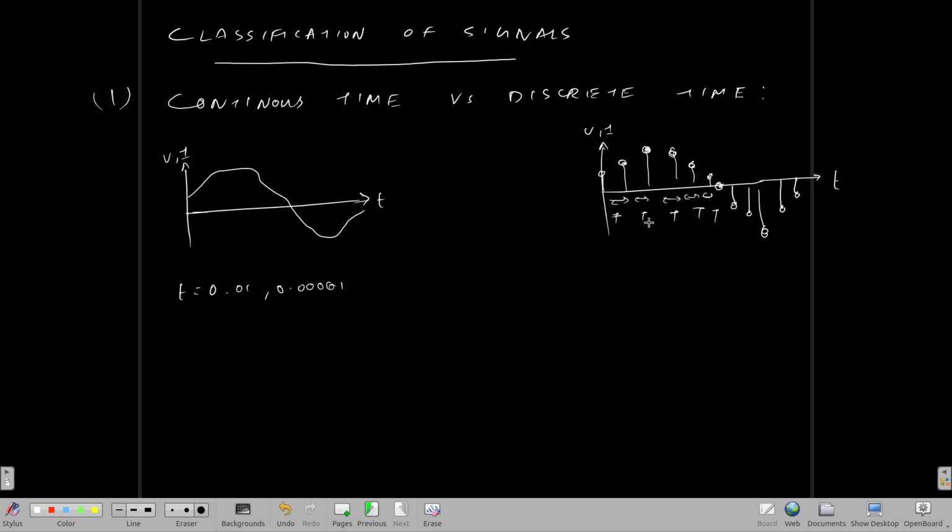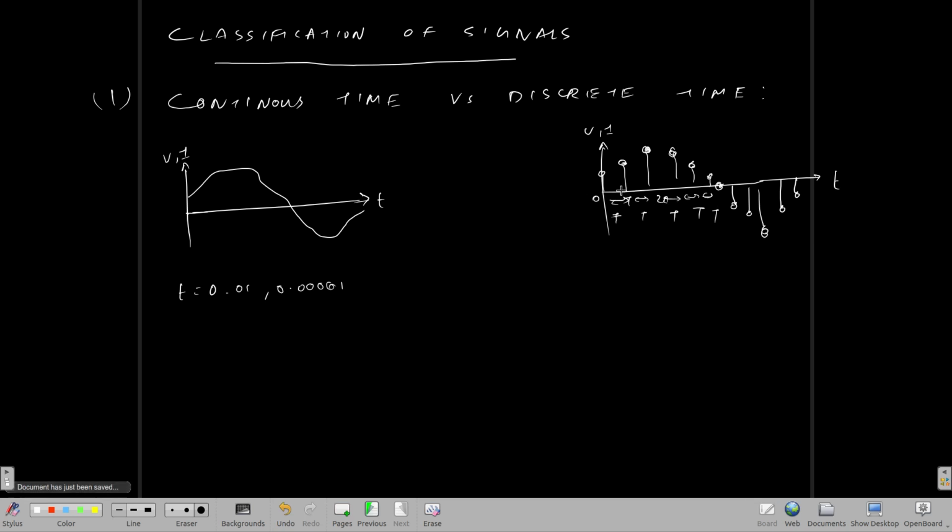After every T seconds, you get a value. Suppose this is 0 and this is T, this is 2T, like that. Between 0 and T, you won't find any value for voltage or current. You get a value at 0, at T, at 2T, 3T, 4T, and so on. This type of signal, where you get definite values at discrete points of time, is called a discrete time signal.